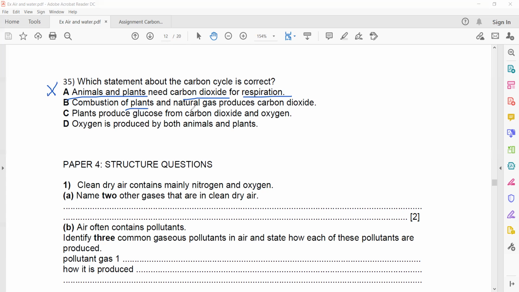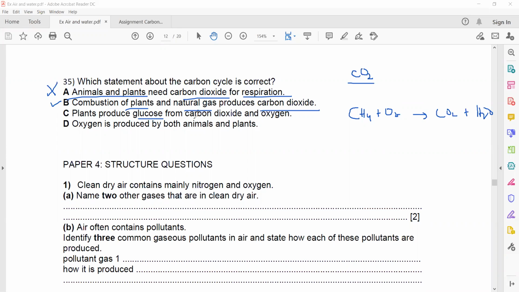Combustion of the plant and natural gas produces carbon dioxide. That's true, because when you burn a plant, it releases carbon dioxide, because it contains carbon. If you burn natural gas, which is mainly methane, like 95% or 97% methane, it releases carbon dioxide and water vapor. So statement B is correct.